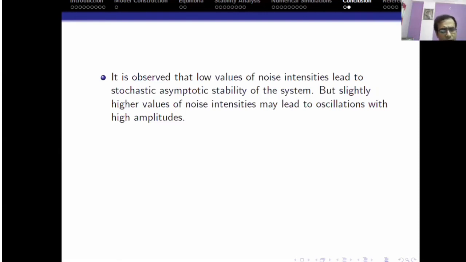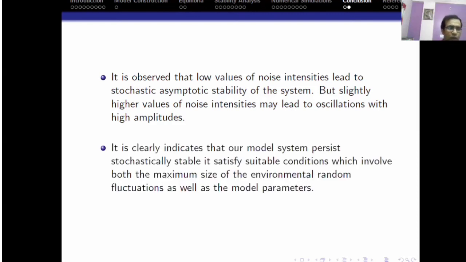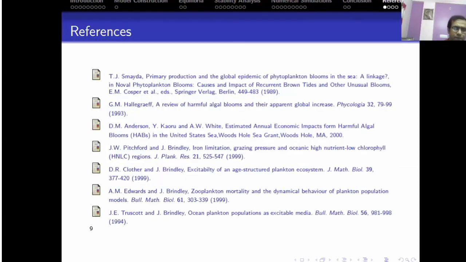And it is observed that a low value of noise intensity leads to stochastic asymptotic stability of the system, but a slightly higher value of noise intensity may lead to oscillation with high amplitude. And it clearly indicates that our model system persists stochastically stable. It satisfies suitable conditions which involve both the maximum size of the environmental random fluctuation as well as the model parameters.